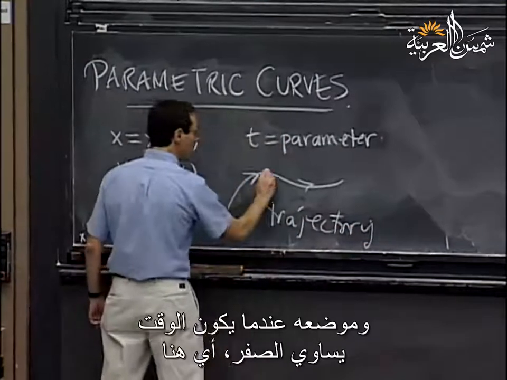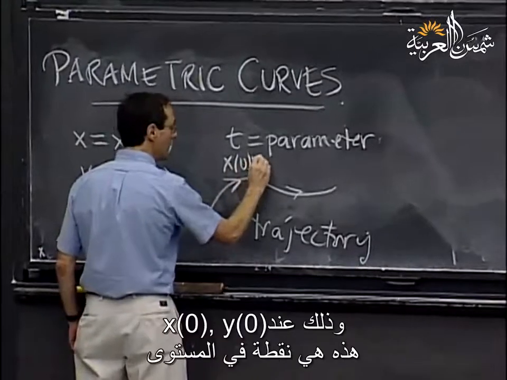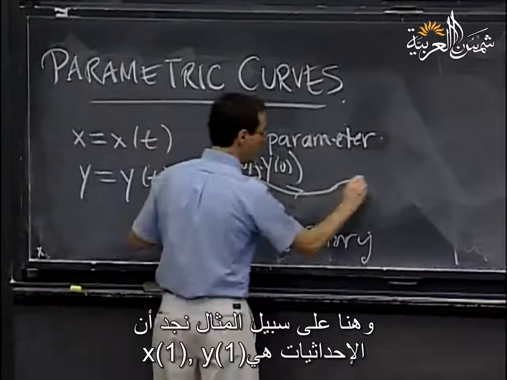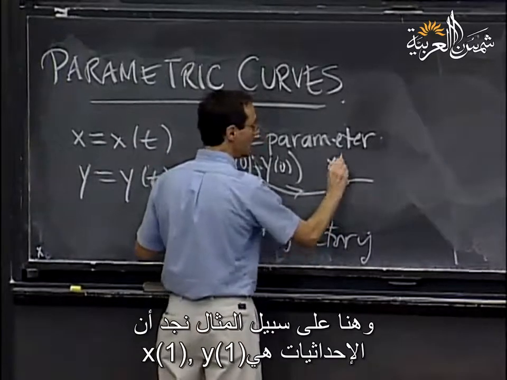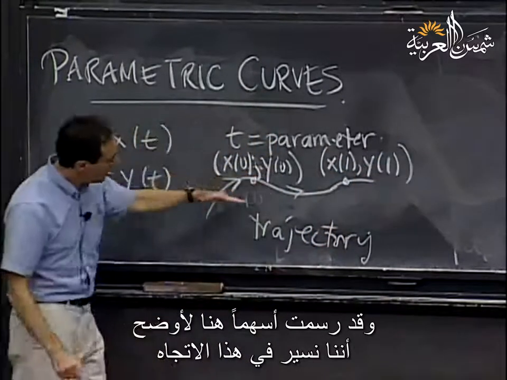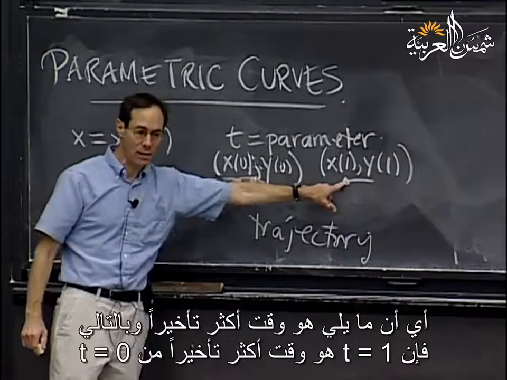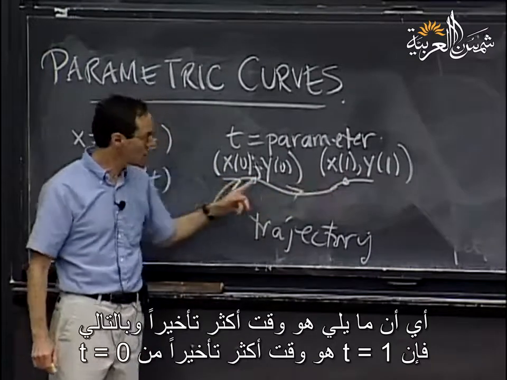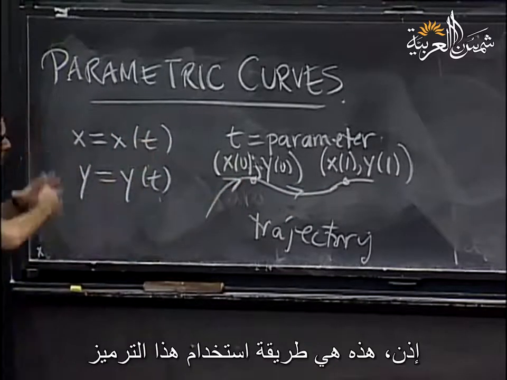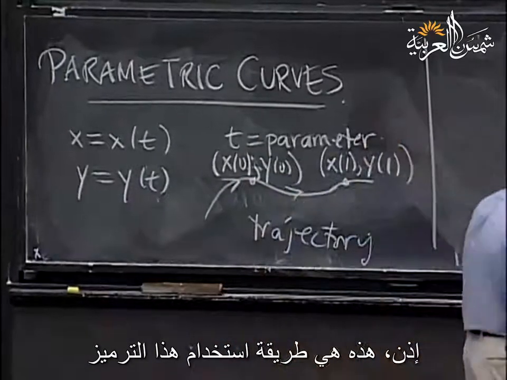Its location, let's say, at time 0 is this location here, x of 0 comma y of 0. That's a point in the plane. And then over here, for instance, maybe it's x of 1, y of 1. I drew arrows along here to indicate that we're going from this place over to that place. These are later times. t equals 1 is a later time than t equals 0. So that's just a very casual way we use these notations.